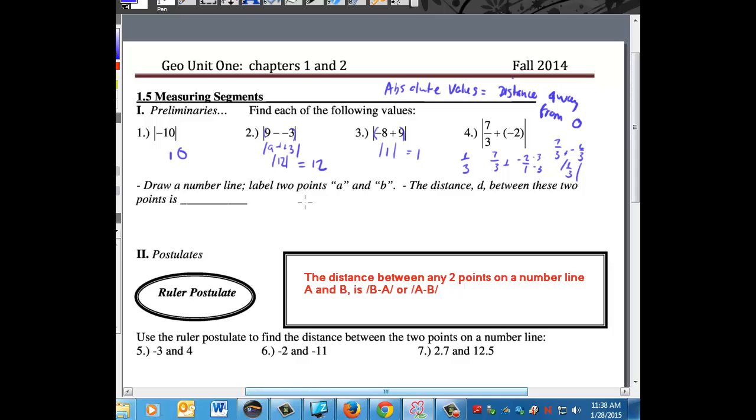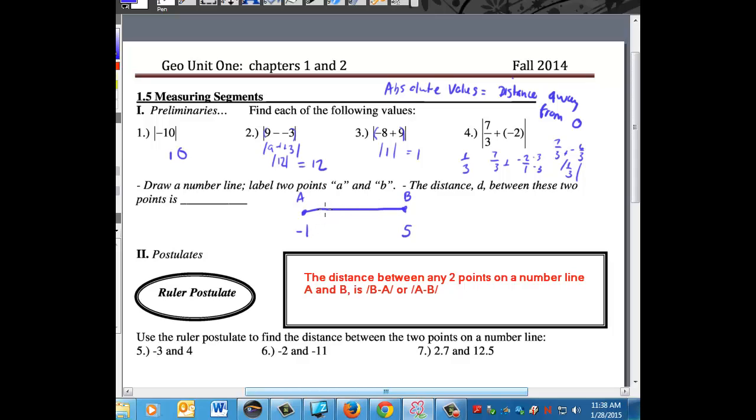Alright, next, it says draw a number line. So let's do that. I'm going to draw our number line. Let's put negative 1 at this point, and we're going to put positive 5 at this point. And this is going to be point A, and this is going to be point B. And so we're being asked to find the distance between these 2 points.